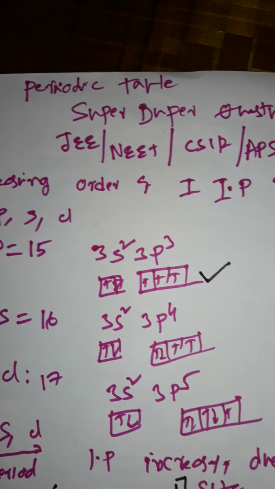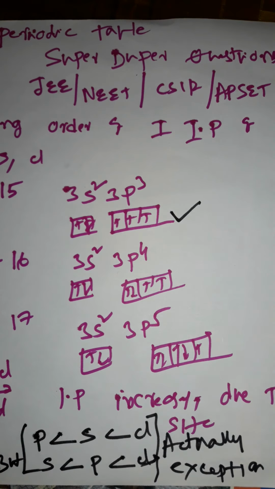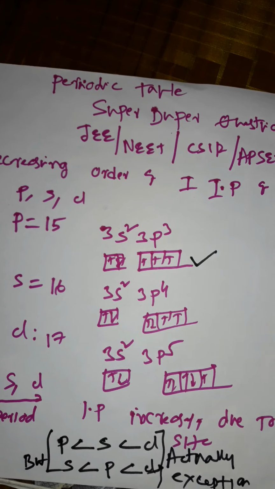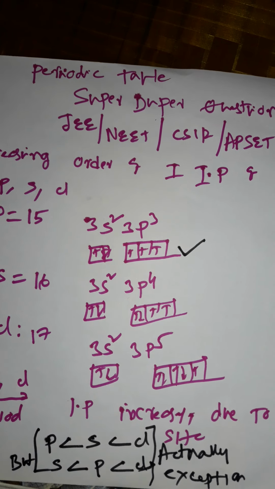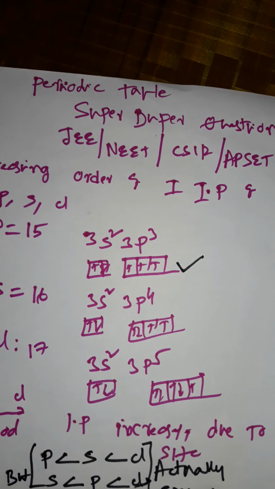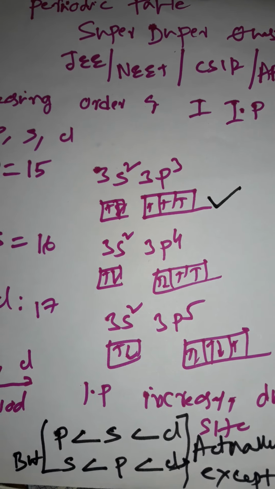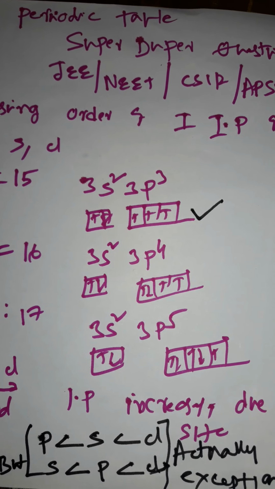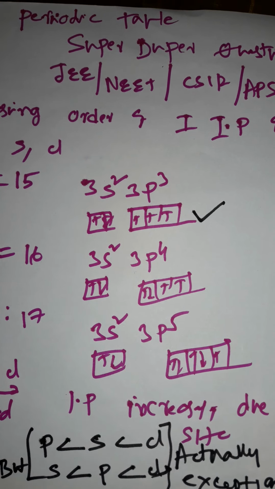If you take phosphorus, sulfur and chlorine, as per the tendency, the atomic size of phosphorus is less than sulfur, less than chlorine in terms of IP. The IP values from left to right, phosphorus, sulfur, chlorine, gradually increase because size decreases in a period from left to right. So IP should be in this order, phosphorus less than sulfur less than chlorine, but there is some exception.